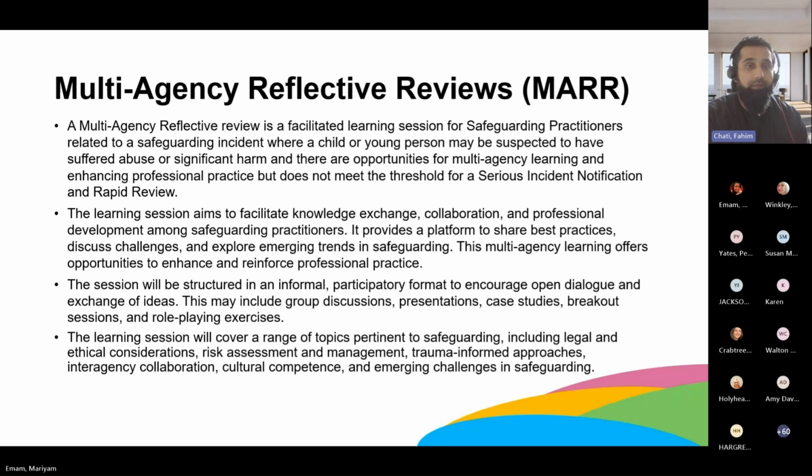Following the session, similar to how we would do with a rapid review and CSPR, if there are any identified actions that need to be taken away and updated on, we will request for those agencies to provide updates.